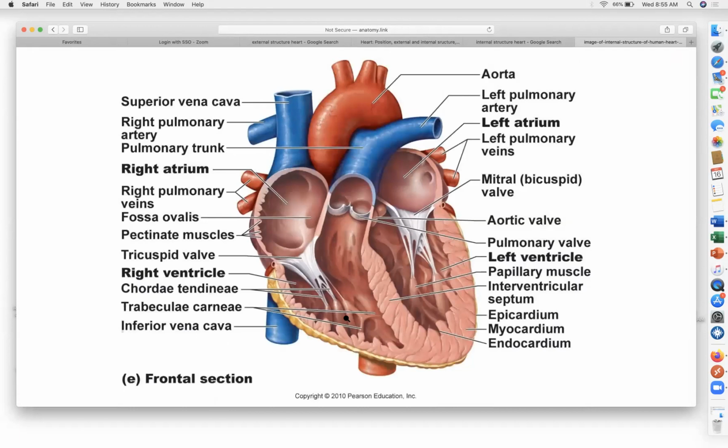So let's look at here. This is, of course, an AV valve because this is my right atrium and this is my right ventricle. Here's my left atrium, left ventricle. So this has to be my bicuspid.